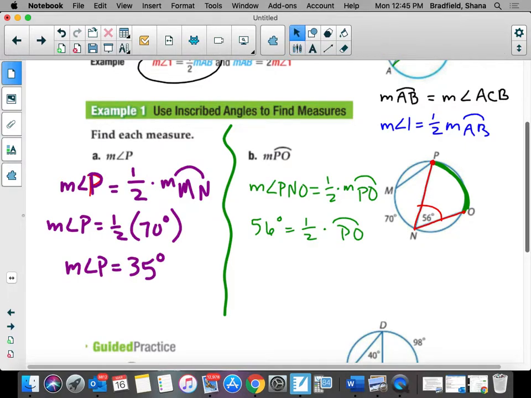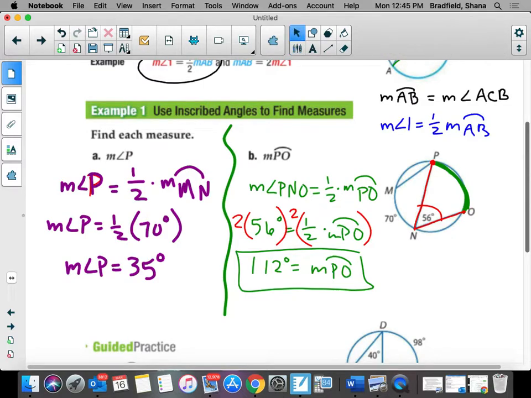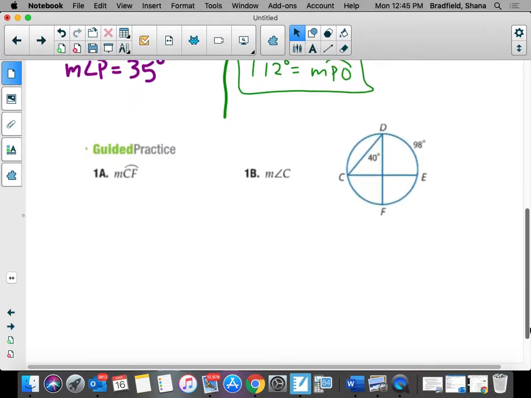So when I have 1/2 times something, taking half of something is the same as dividing it by 2. So if I multiplied both sides by 2, then that would give me the measure of PO. So the measure of arc PO is equal to 112 degrees. So it should be bigger than its inscribed angle. I've got a couple more practice problems there.